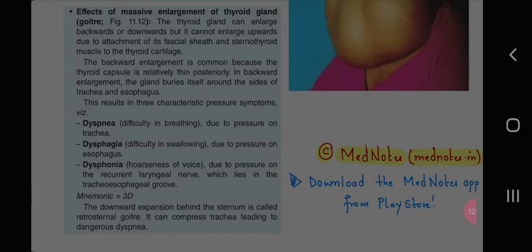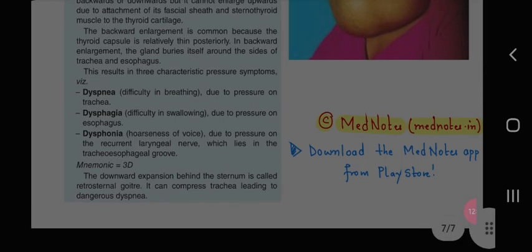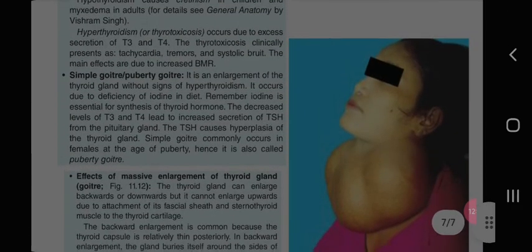The downward expansion behind the sternum is called retrosternal goiter. It can compress the trachea, leading to dangerous dyspnea. This is all about the thyroid gland.